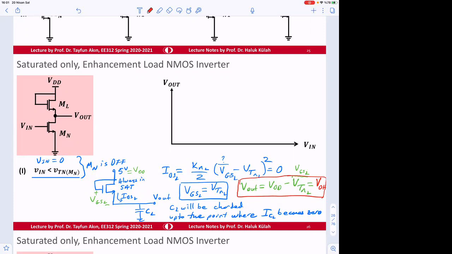No. This is just to let you know that CL is charged through V out. Even if CL is not there, this is going to be the result. But that capacitor is going to be charged until the current becomes 0. So the maximum that V out can reach is the point where the current through that load transistor becomes 0. Just to make you feel comfortable.